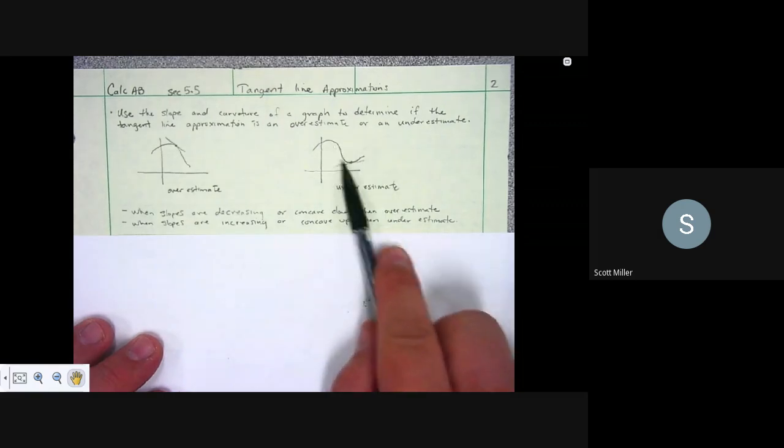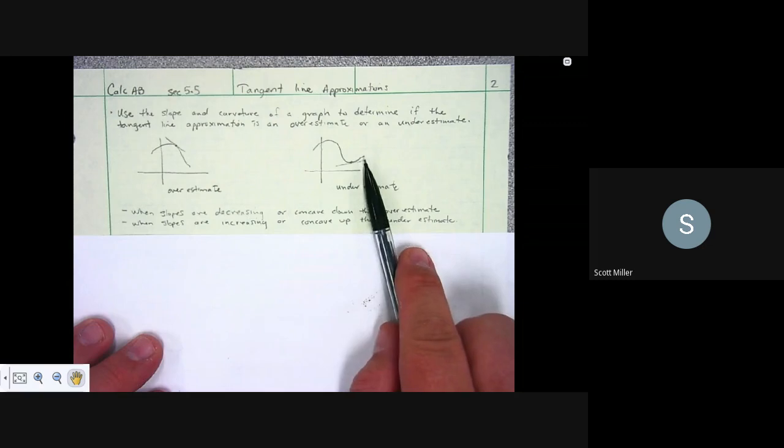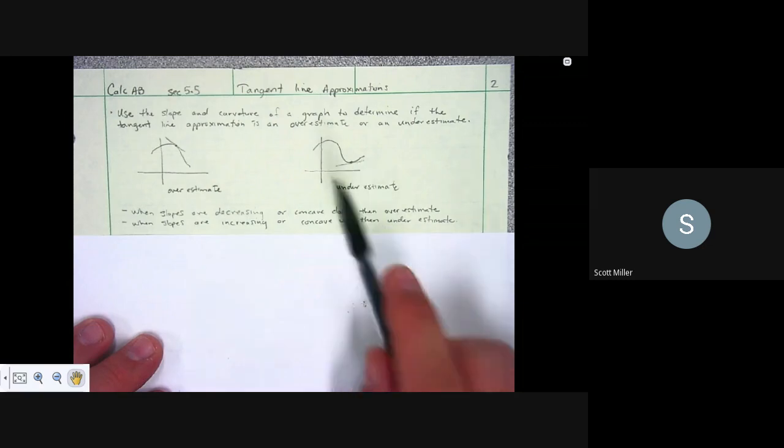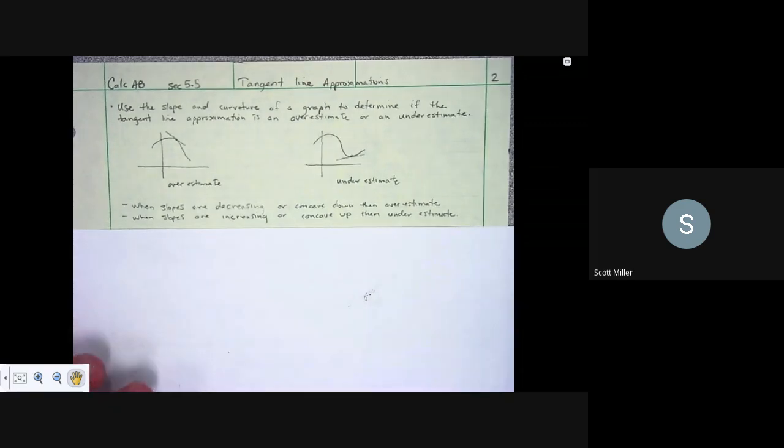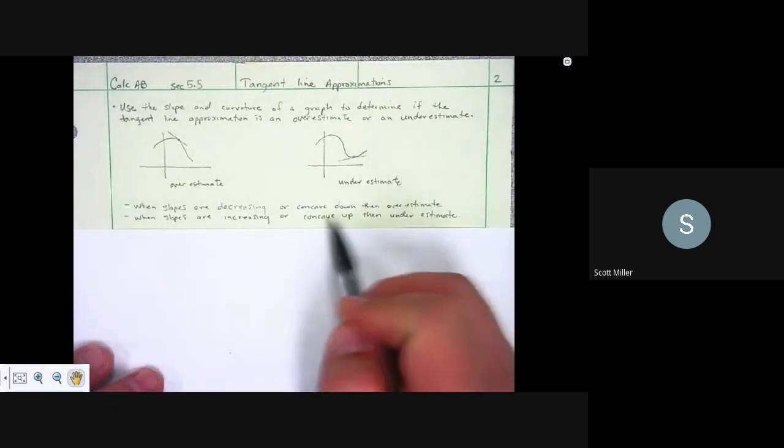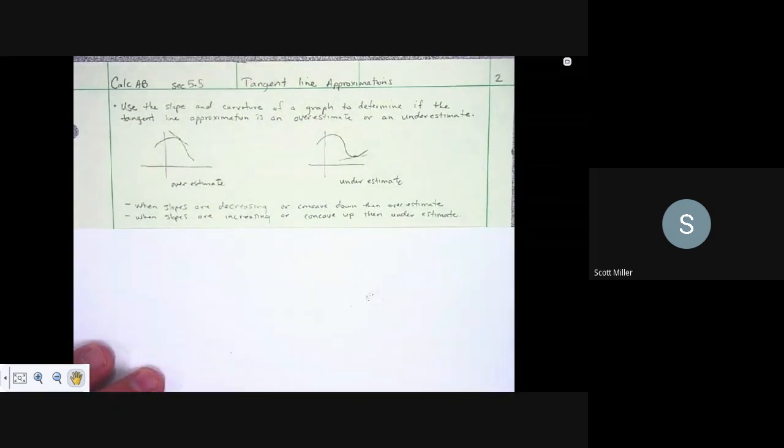going up like this, then the tangent line is below the curve, indicating that we're going to have an underestimate. So let me show you how this works. And by the way, concave up and down is associated with the second derivative. So let's go take a look at an example to show you how this works.